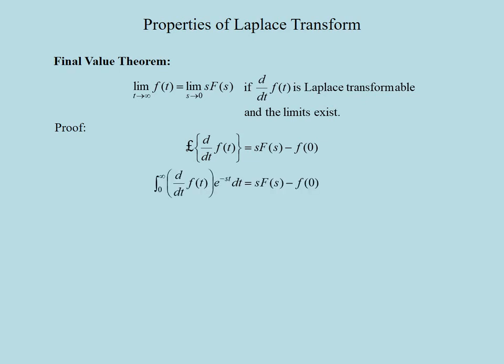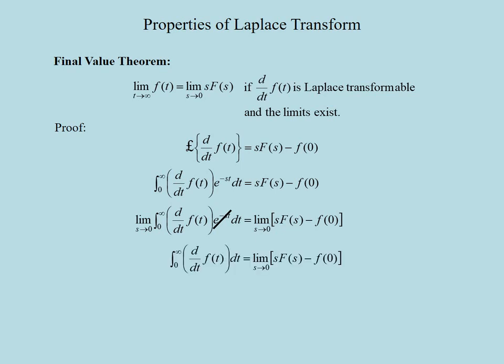Let us now express the derivative of the Laplace transform of f of t with a Laplace integral and take the limits of both sides as s goes to 0. Of course, the e to the minus st term in the integral will disappear since it evaluates to 1 for s equals 0. And now, remembering the fundamental theorem of calculus, the integral of the derivative of f of t is equal to f of t, and finally cancelling f of 0 on both sides, we obtain the final value theorem.